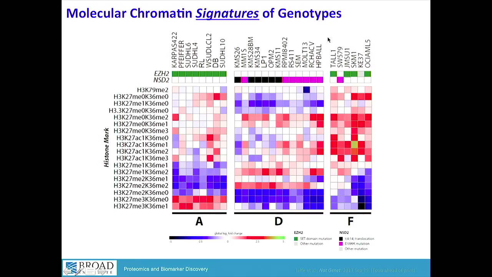It has a point mutation in a different part of EZH2, not the catalytic domain. But here, the signature strongly suggests that it is also a loss-of-function mutation, sort of guilt by association with the other guys. And then there's this middle cluster here, and this has two very interesting genotypes in it. In all of the cell lines here that are annotated with a little black box, they have a whole chromosome translocation that puts the gene NSD2 under a strong promoter, where it normally would not be under a strong promoter. So it's kind of like a gain of function for NSD2.